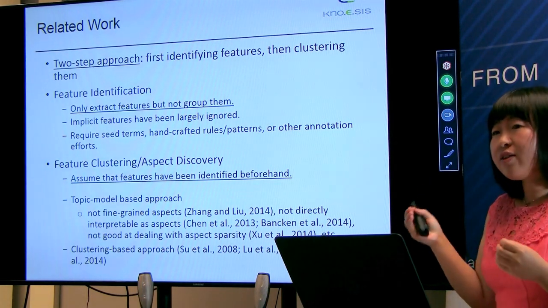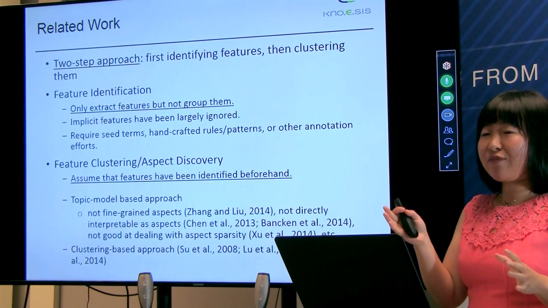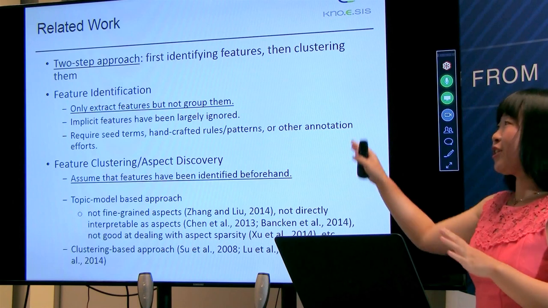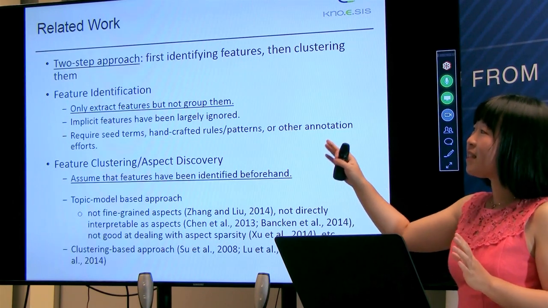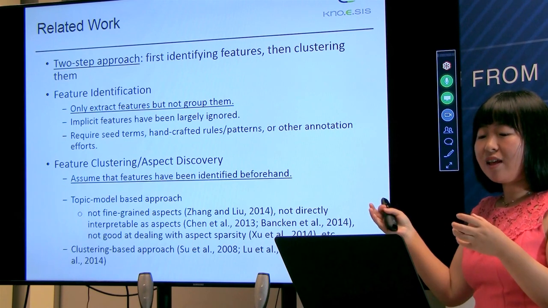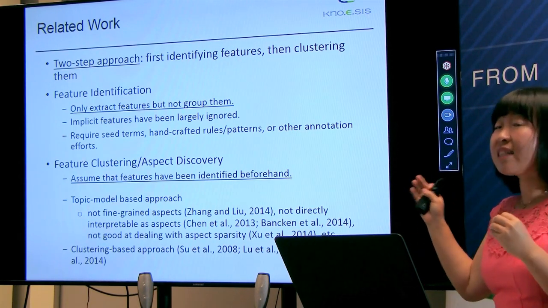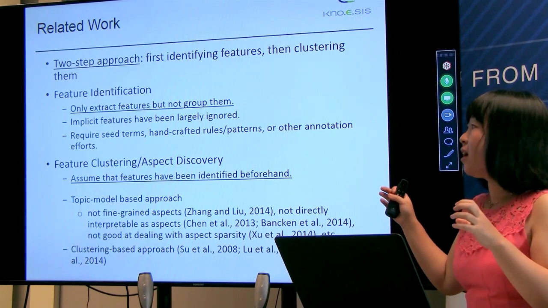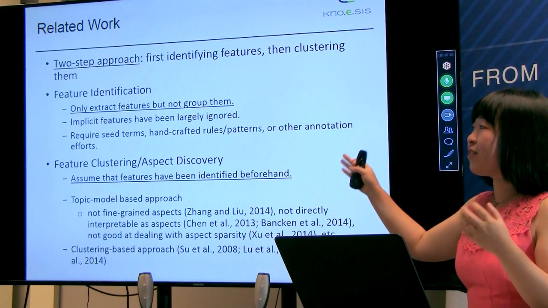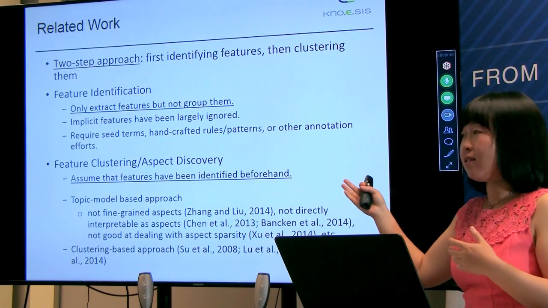So the current existing studies usually take a two-step approach. They first identify features and then group them into aspects. So there are two directions in the current study. Some studies focus on feature identification. They identify features, but they don't group them. And they largely focus on explicit features, like the noun words, but they ignore the implicit features. And a lot of methods require seed terms or labeled data patterns.